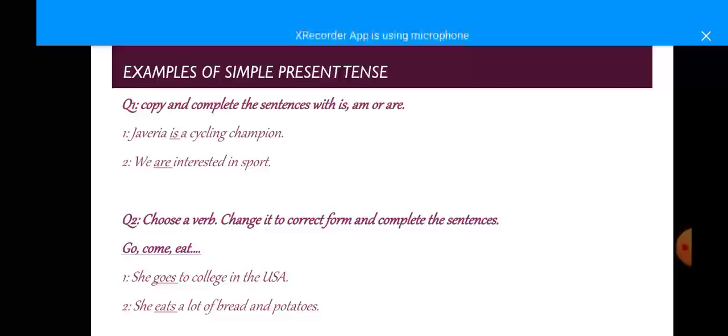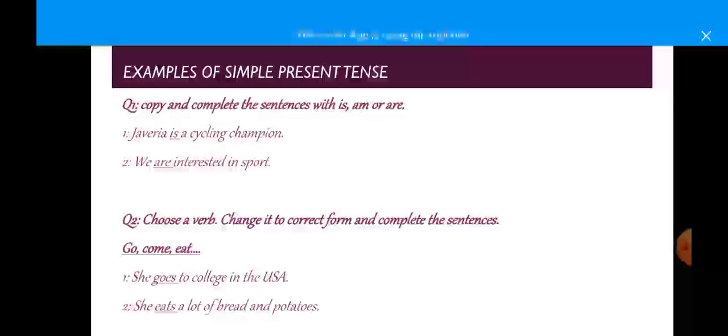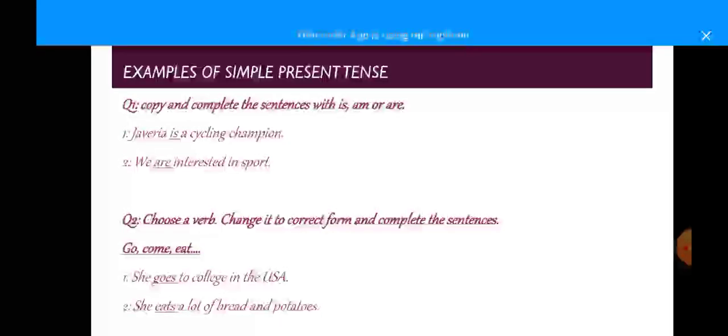Second sentence is she dash a lot of bread and potatoes. We cannot write she eat a lot of bread and potatoes. If we want to make it a simple present tense sentence, we will write she eats a lot of bread and potatoes.